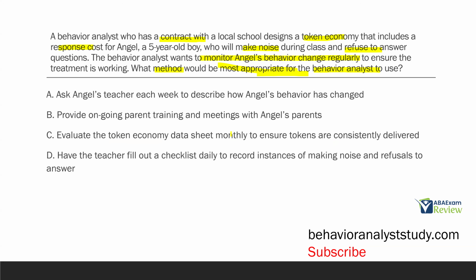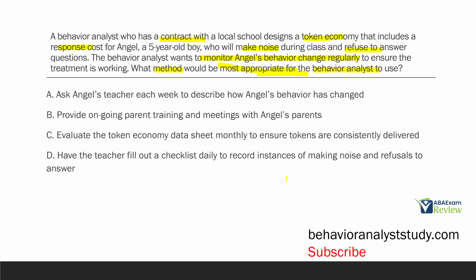Well, one, monthly is not nearly frequently enough. A month is a long, long time. We need to be evaluating things much more frequently than monthly. Two, just because tokens are delivered doesn't mean behavior is changing. So C is better, but we can do even better than C. D, have the teacher fill out a checklist daily to record instances of making noise and refusals to answer.